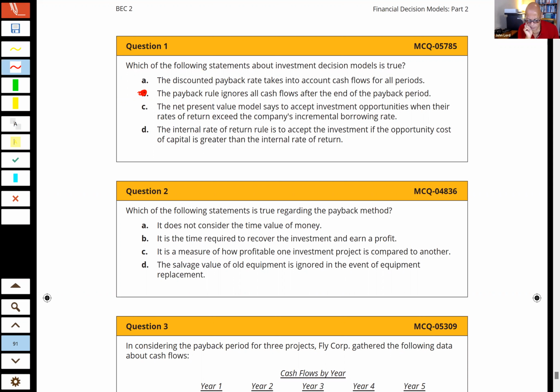What was the other one here? I don't know if anybody picked D. The internal rate of return is to accept the investment at the opportunity cost of capital. Some of these sound to me like somebody who got drunk and then started trying to write answers to CPA exam questions. So I can't explain some of these.